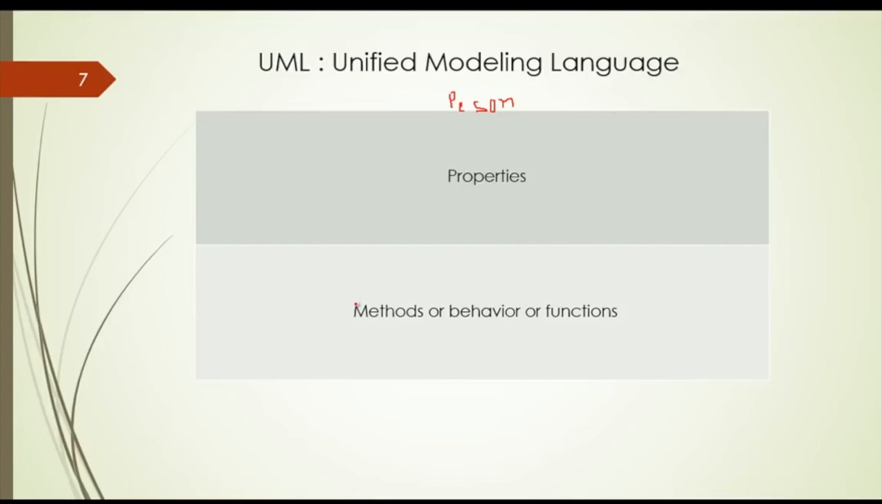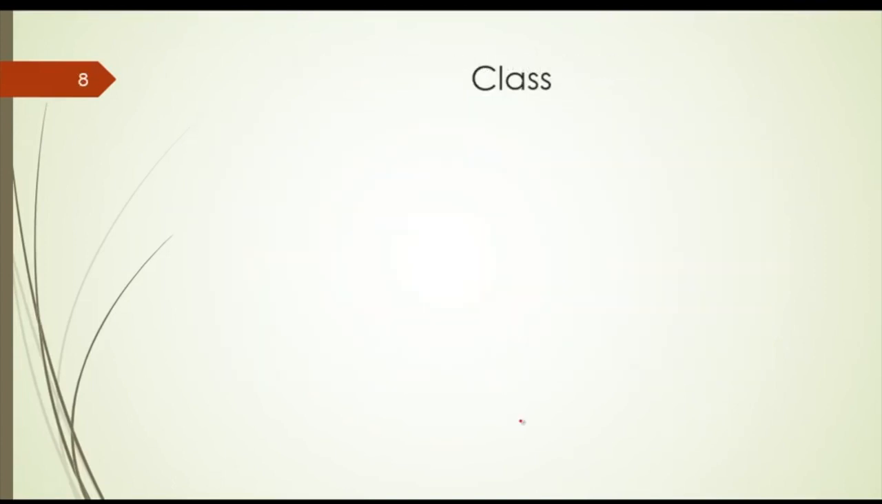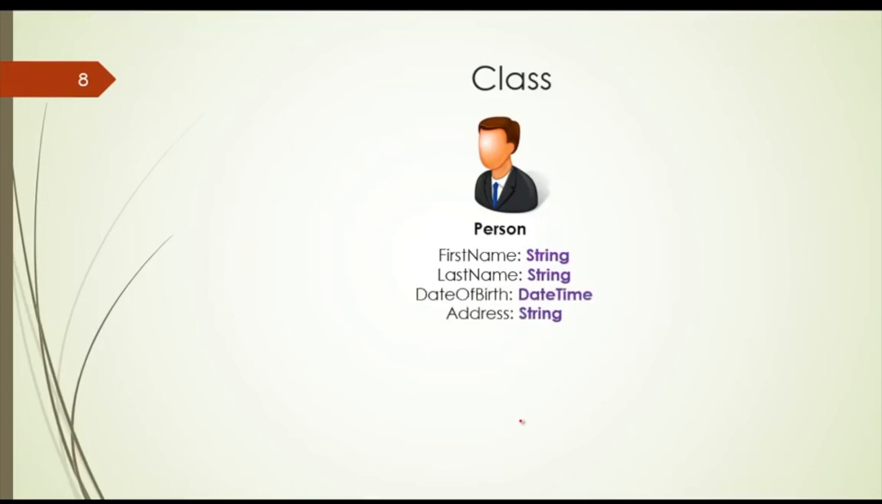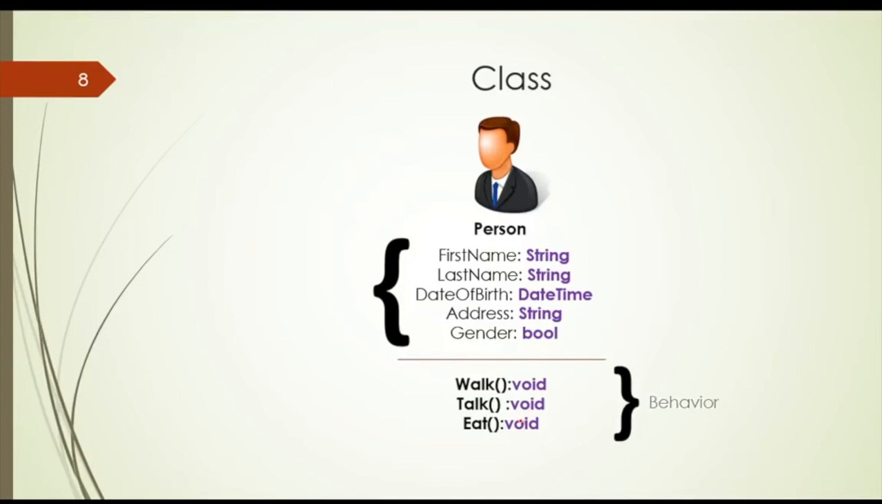UML really represents a class in short. That's it. So let's see a UML of a person class. Let's say this is a person, and a person should have a first name, last name, date of birth, address, gender, and these are data or attributes or properties. And the second half will contain the behaviors or functions or methods. Whatever you say is correct. Behavior, logic, methods, or functions.